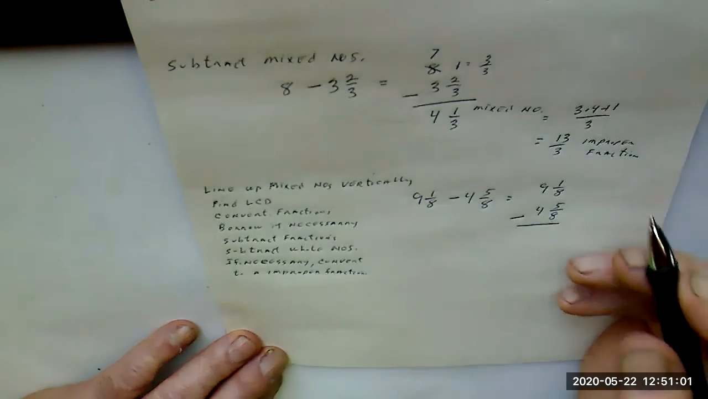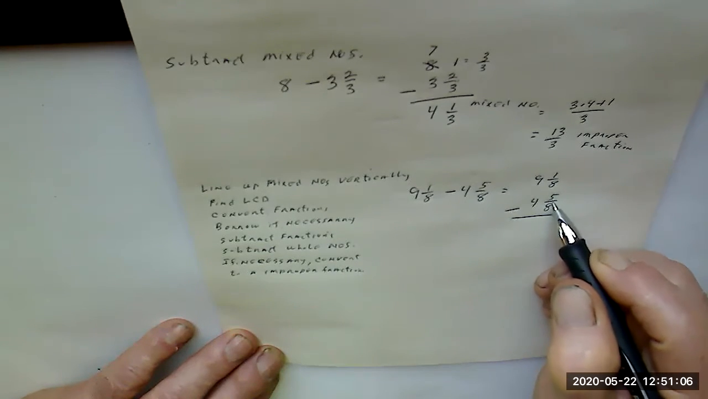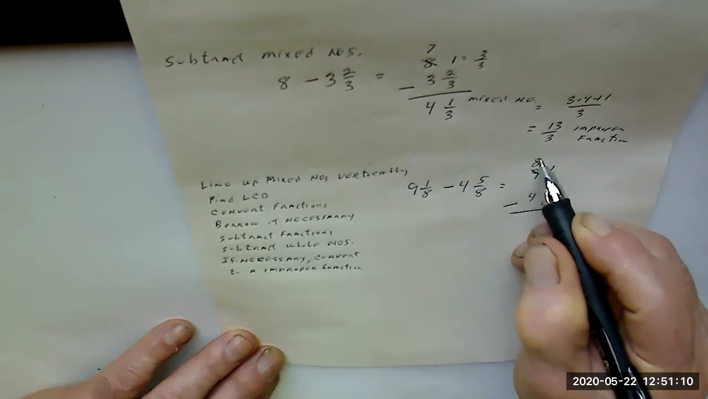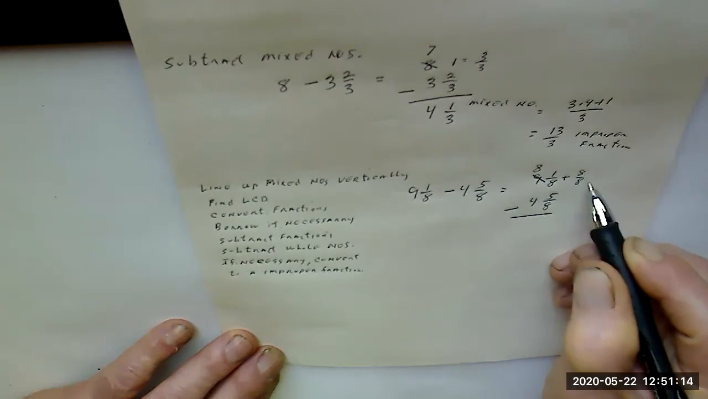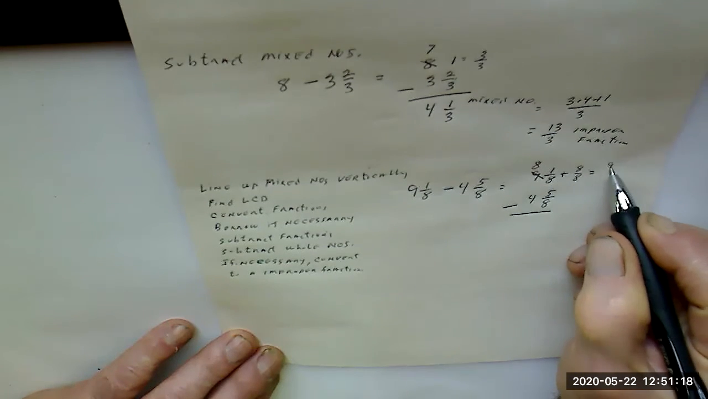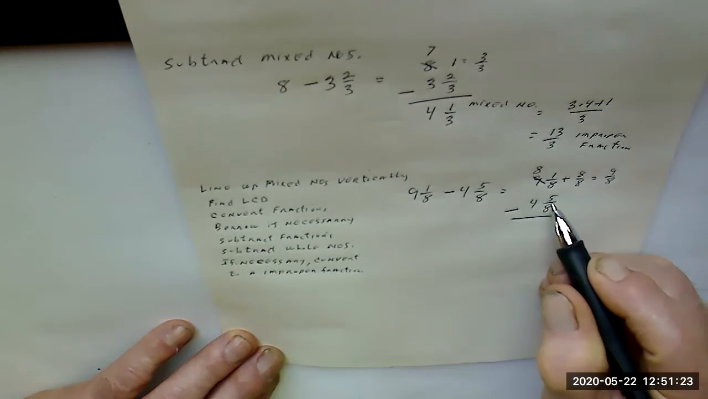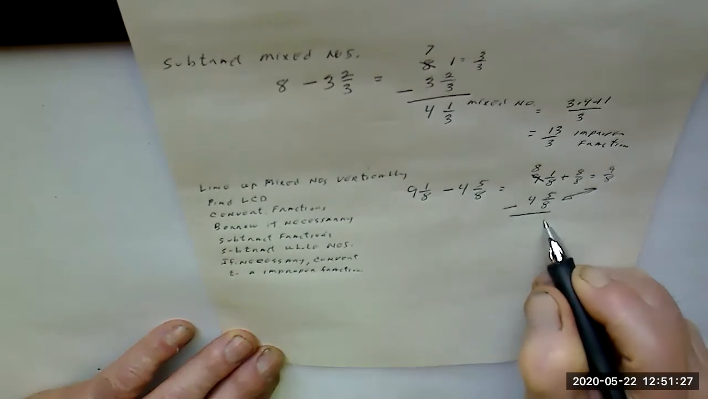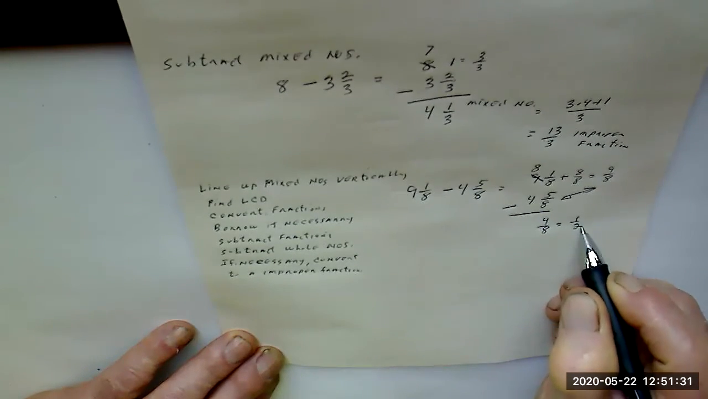So my first step is to, since I can't take 5 from 1, I'm going to borrow from the 9, making that an 8. The 1 that I borrowed can be expressed as 8/8. So 1/8 and 8/8 is 9/8. I'm now able to subtract the fractions. 5/8 from 9/8 would be 4/8. 4/8, of course, reduces to 1/2.